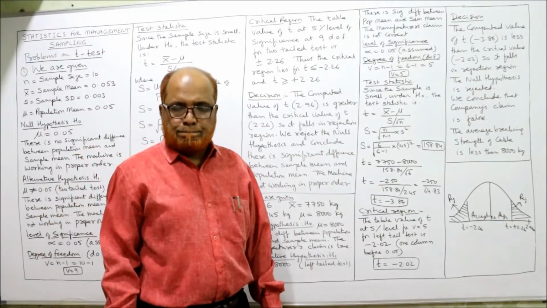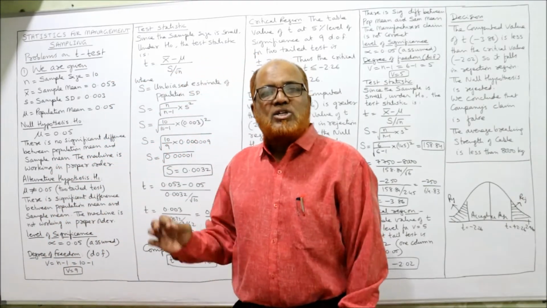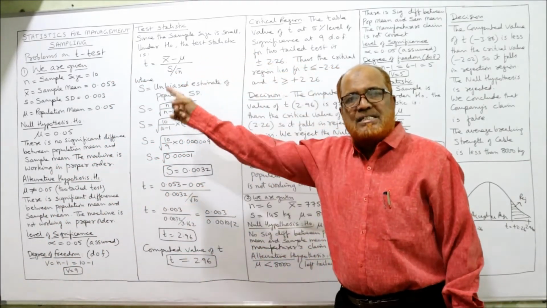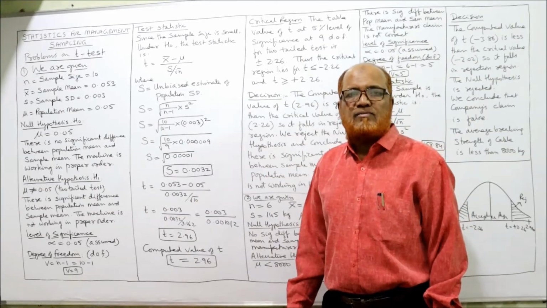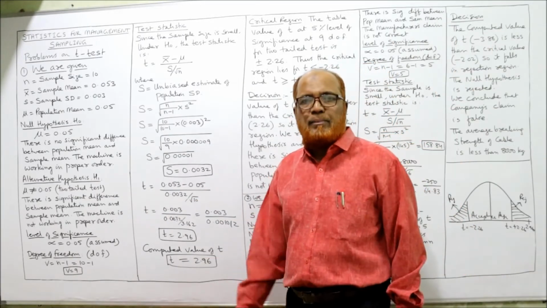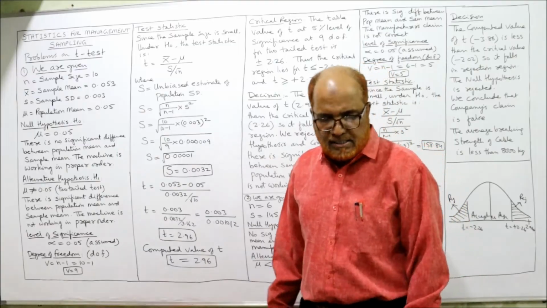That's it. So I have explained each and every point of this t-test. First problem on t-test, we have compared the population mean with sample mean. That's it. Now, second problem.